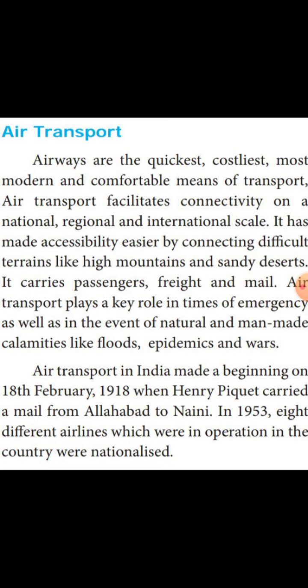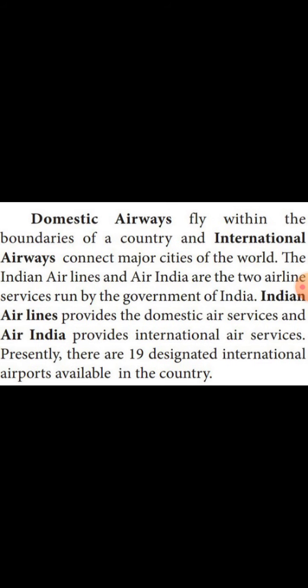Air transport in India made the beginning on 18th February 1918. There are 2 ways of air transportation. The first one is domestic airways and the second one is international airways. Domestic airways means within the boundaries of a country. International airways means between the countries. That means it connects the major cities of the world.